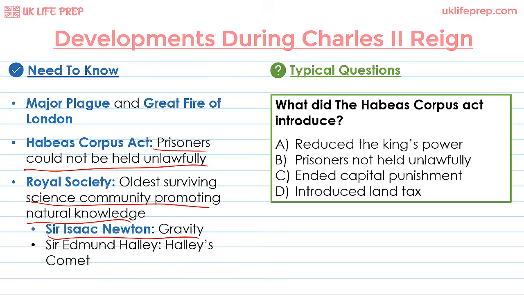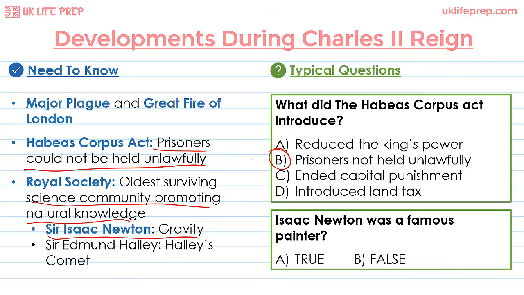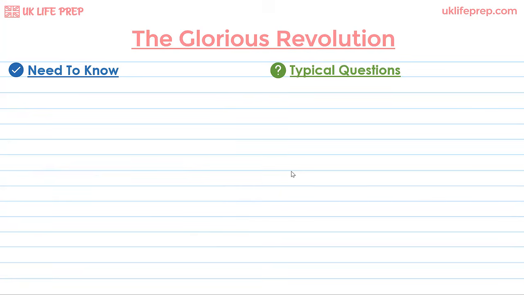Looking at some typical questions, the first question reads, what did the Habeas Corpus Act introduce? We saw that it introduced that prisoners could not be held unlawfully, and therefore option B is correct. The next question reads, Isaac Newton was a famous painter. We saw that Isaac Newton was a famous scientist, and therefore this statement is false.